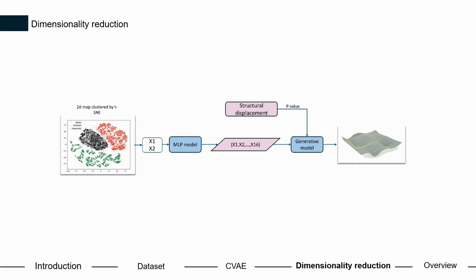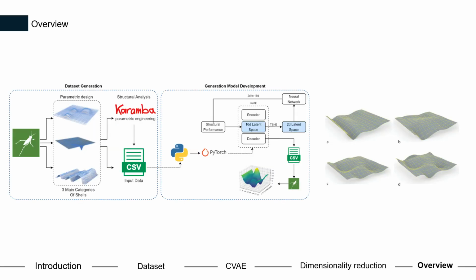The results were very promising. The database of 30,000 shells revealed clear structural patterns. Hyperbolic shells consistently had lower displacements, while domes and cylinders behaved differently. The CVAE plus t-SNE plus MLP framework that we trained for making t-SNE reversible produced an interactive 2D design map where designers can explore geometries based on both shape and performance.